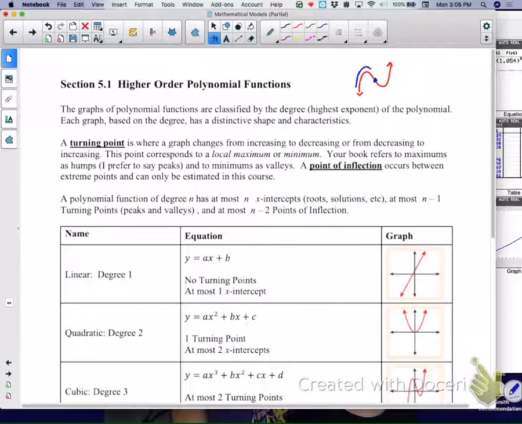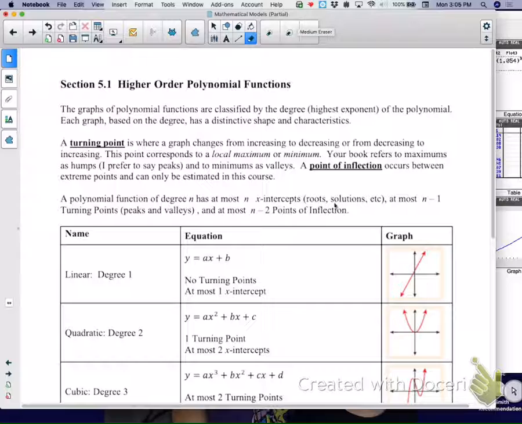Your book calls it cupped. This one's cupped down and this is cupped up. But actually the proper name is concave up and concave down. So this area is concave up, this area is concave down. In between is your inflection point. So like I said, we're just going to estimate that whenever it asks for it.